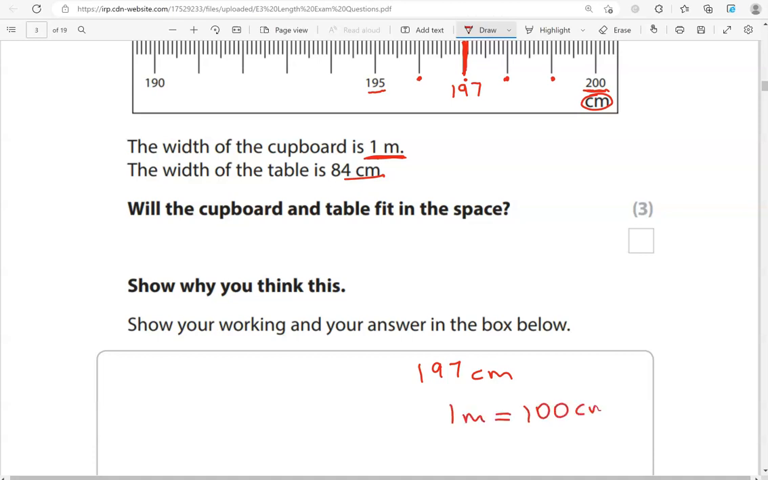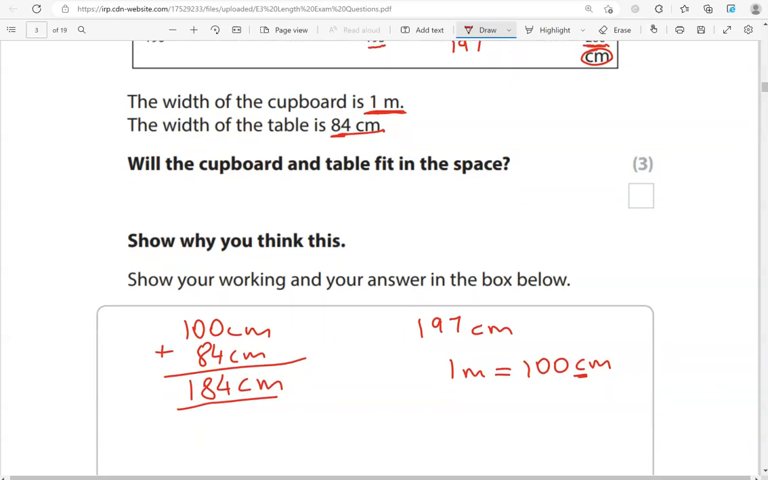100 centimeters. Centi, just like cents in a euro, there are 100 cents in a euro, there are 100 pence in a pound, there are 100 years in a century, so that is 100 centimeters. And the width of the table, which is 84, so all together this is 184 centimeters.